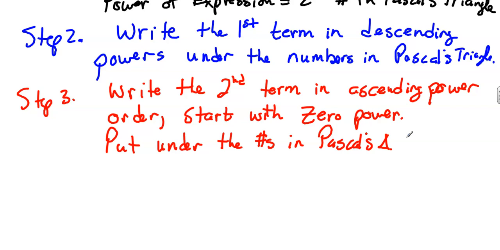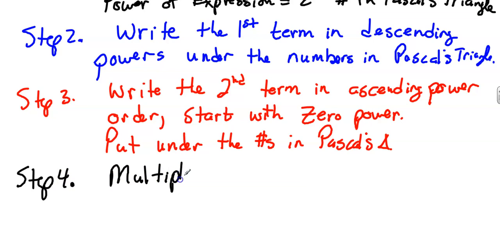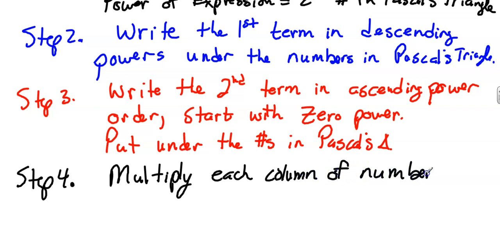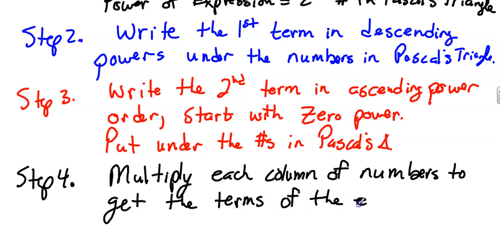Okay, so far with those, you haven't really done any math. You pull out the row of numbers you need from Pascal's triangle. You write one term in descending order. You write the next term in ascending order. And then the part where you actually do the math, step 4, is you're going to multiply each column of numbers to get the terms of the expanded expression.